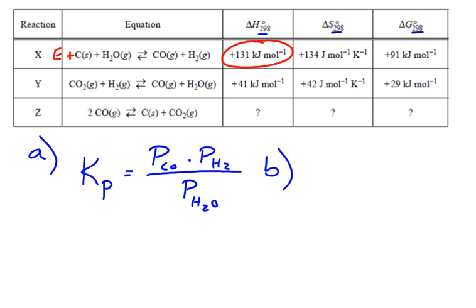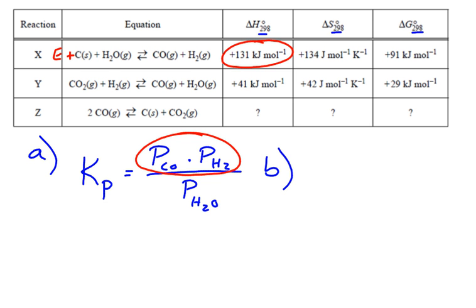You'll drive it to the right, so you're making more of this and less of that. So you're making more product, less reactant. So my explanation would be, by raising the temperature, it will cause K to increase because it is an endothermic reaction, which causes more products to be made.